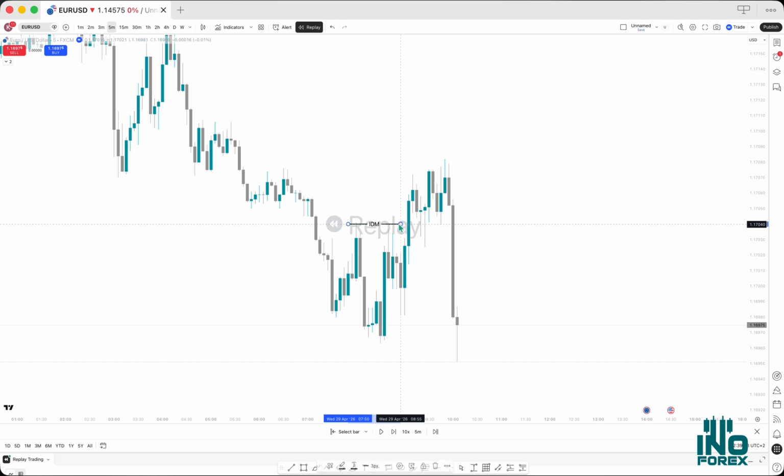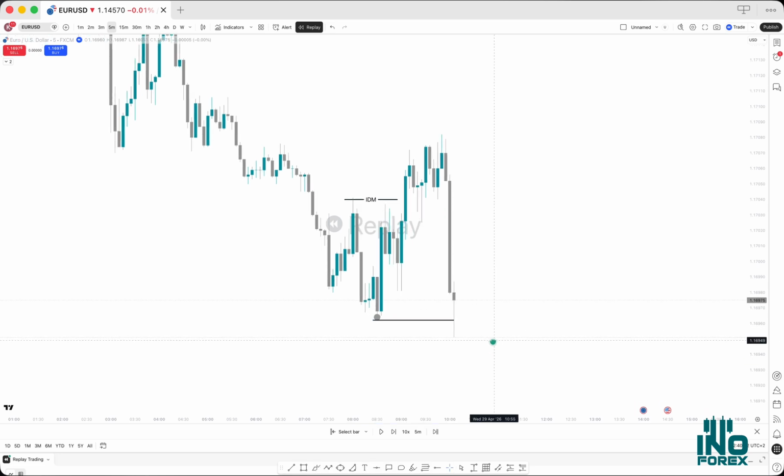This is our inducement. Market takes inducement. When the market takes inducement, we mark a lower low. This is a lower low. So then the market breaks this low, but as you see, the market does not cross below this low. So we will confirm a break of structure when the market crosses below the lower low.